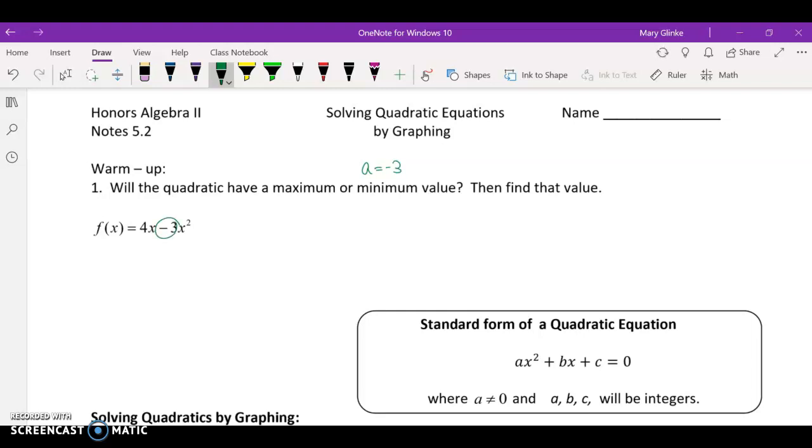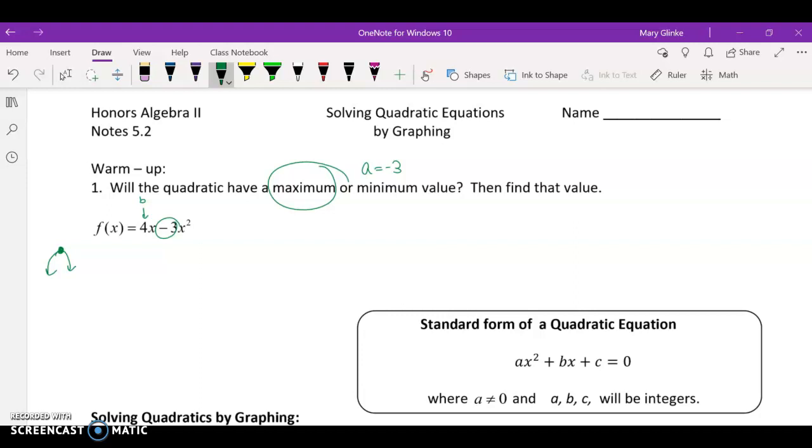Careful with that because the a always goes with the x squared, which means the b value here is 4. So since a equals negative 3, that means my graph is going to open downward, and this value up here is actually going to be a maximum. So then we want to actually find the maximum value.